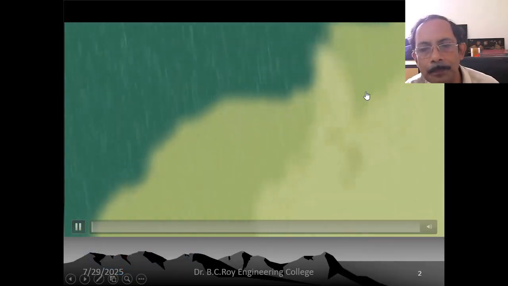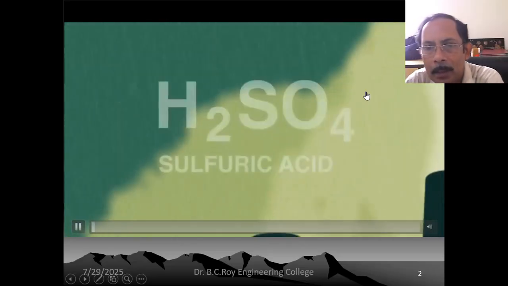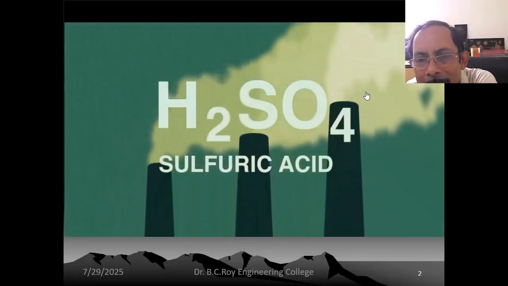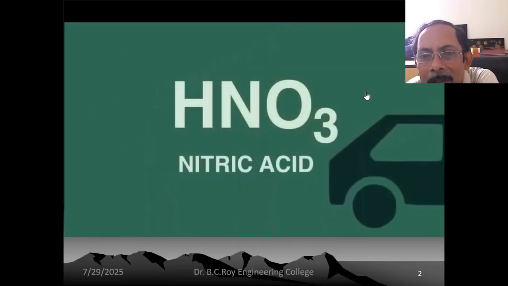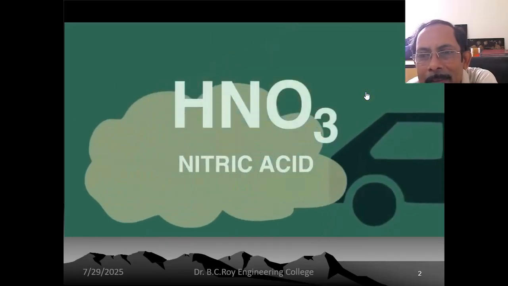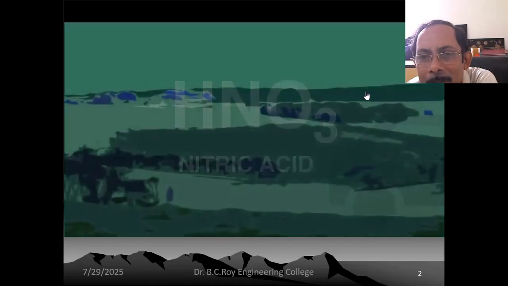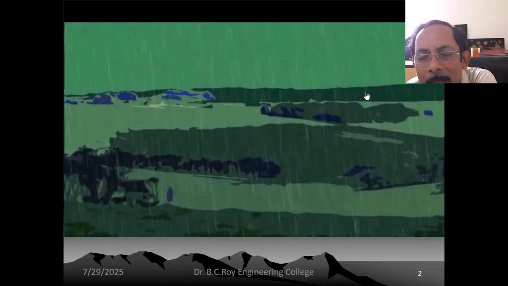For rain to become acidified, sulfuric acid arises from the burning of coal and oil, produced mainly in power stations and different industrial chimneys. Whereas nitric acid arises from the exhaust pipes of automobiles. Nitric acid is produced from vehicular emission. You will also see some of the effects acid rain has on our environment.